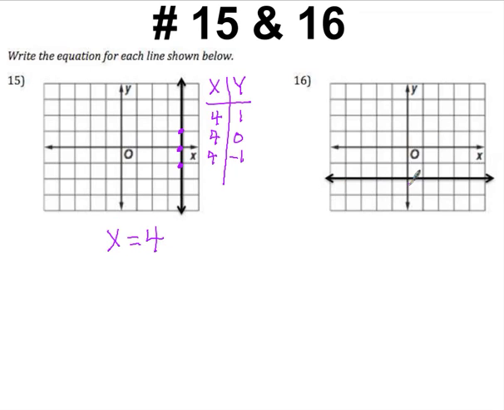And then here, that's a 0 slope. All my y's are the same. I'm not going to make a table on this one. And you should write y equals -2 in this case. And that's the example here. We should be able to start looking at these lines and seeing right away that's y equals -2. This is x equals 4, etc.